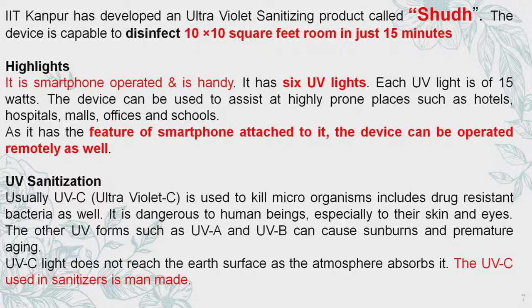UV sanitization. Usually, UVC is used to kill microbes, including drug-resistant bacteria. It's dangerous to human beings, especially to the skin and eye. UVA and UVB, other forms of UV, can cause sunburn and premature aging. UVC does not reach the earth's surface, as the atmosphere absorbs it. Therefore, UVC used in sanitizers is man-made.